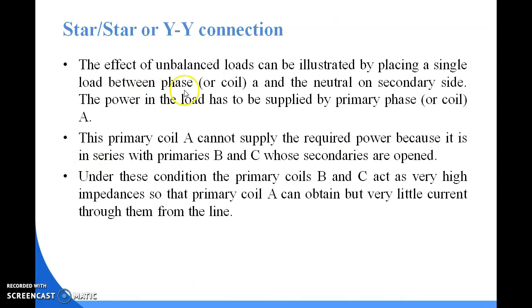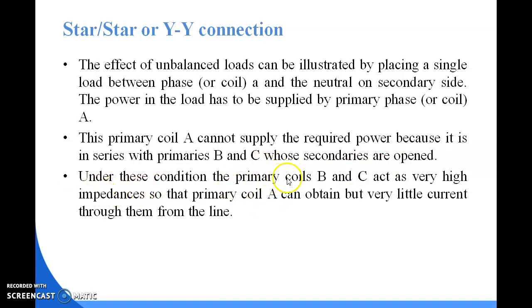The effect of unbalanced load can be illustrated by placing a single load between phase or coil A and the neutral on the secondary side. The power in the load has to be supplied by primary phase or coil A. This primary coil A cannot supply the required power because it is in series with primaries B and C, whose secondaries are open. So it will not be able to supply the required power to the unbalanced load.